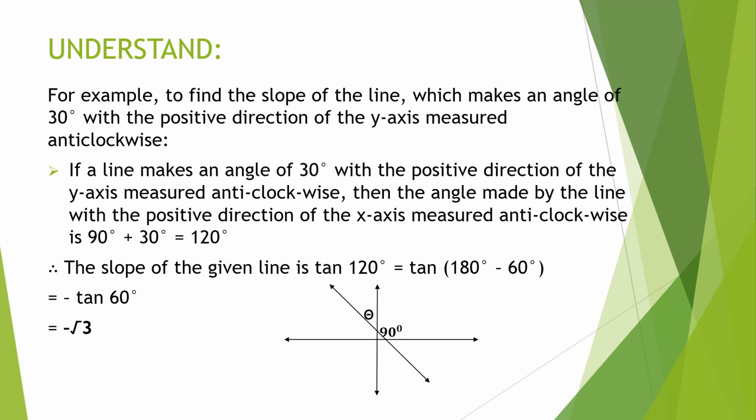Tan 120 degrees you can write as tan of 180 degrees minus 60 degrees. And you know tan of pi minus theta is minus tan theta. Why? Because in the second quadrant, by ASTC, only sine is positive and tan is negative. So the answer is minus root 3.